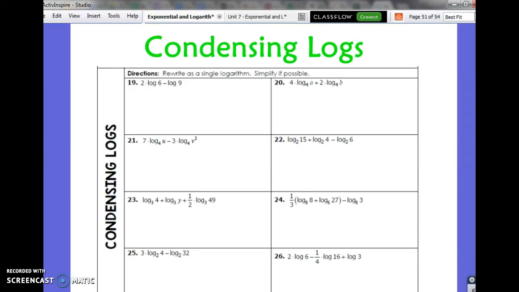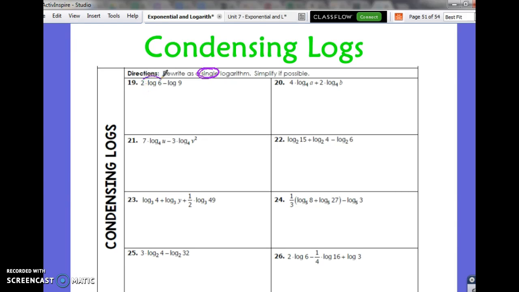So in this video, we're just practicing using some of those properties of logarithms that you just learned: the power rule, the quotient rule, and the product rule. The first 8 problems deal with condensing logarithms, and the key is that it says rewrite as a single logarithm. Therefore, there should only be one log in your answer. And typically you use the power rule first, if appropriate, which it is in this first example.